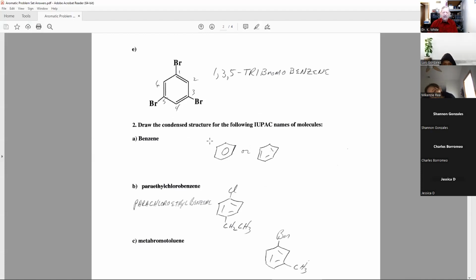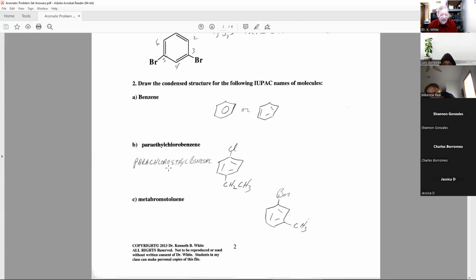Now, the other type of nomenclature question you should know how to do, draw the condensed structures for the following. And for benzene, don't forget to put something in the ring. Now, I've made a mistake for me, not you. B would be para chloroethylbenzene, and you could have the ethyl group on top and the chlorine on the bottom, doesn't matter.